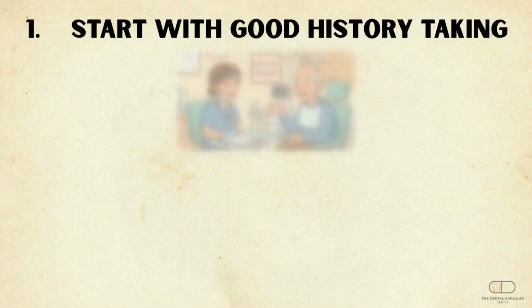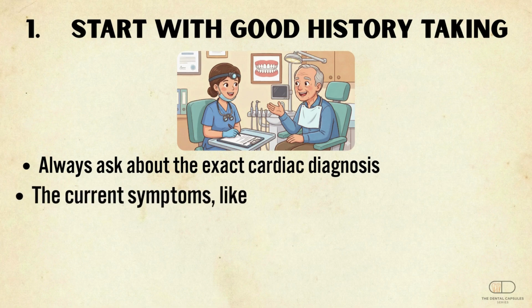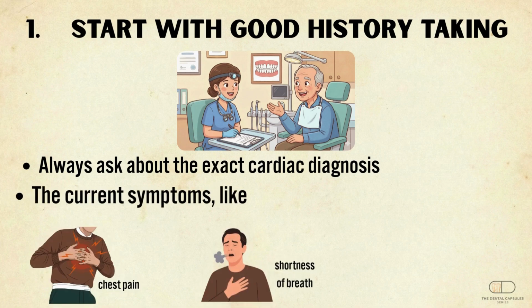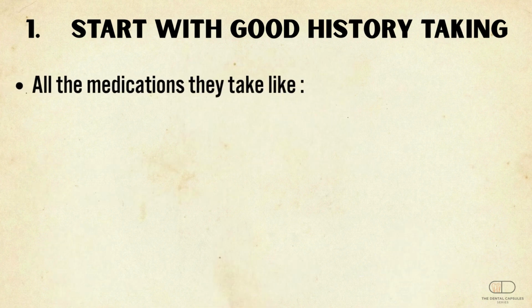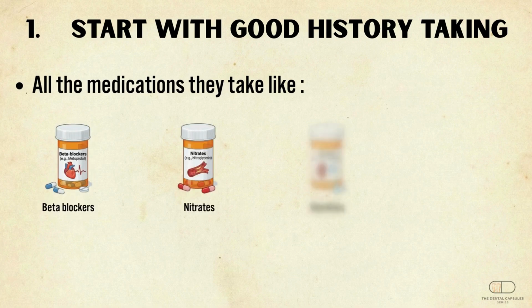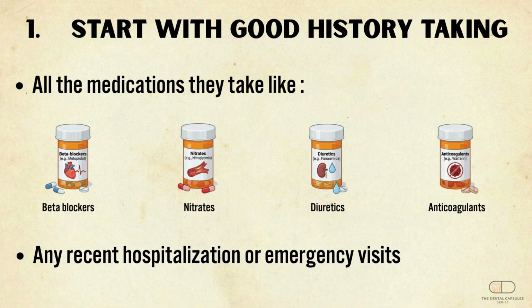First, start with a good history. Always ask about the exact cardiac diagnosis, the current symptoms like chest pain, shortness of breath, or palpitations, all the medications they take, especially beta blockers, nitrates, diuretics, and anticoagulants, and any recent hospitalizations or emergency visits. And if the patient is on anticoagulants, remember we already have a full video covering how to manage them.